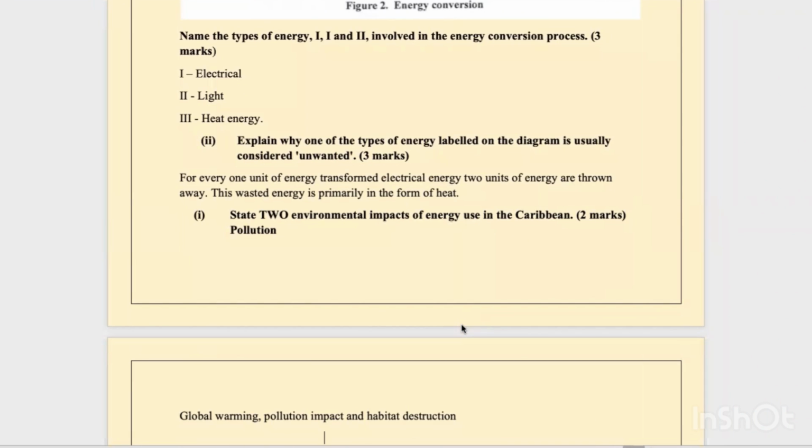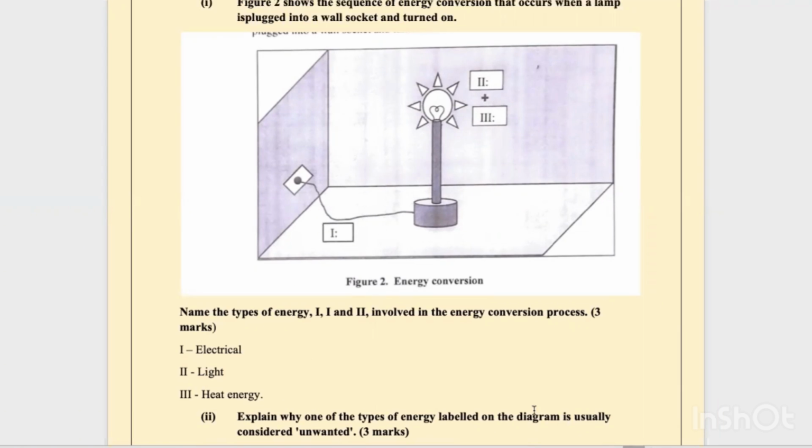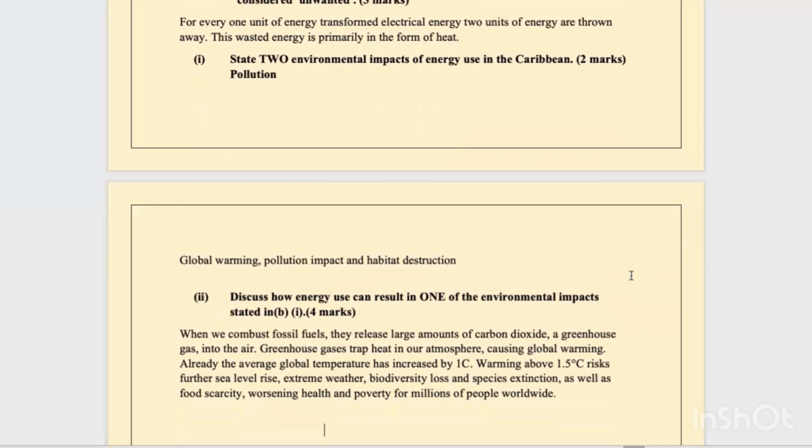Explain why one of the types of energy labeled on the diagram is usually considered unwanted. It could have never been the electrical and it could have never been the light, right? Because both of them are important here. And pretty much this heat energy generated here is unwanted. It is wasted. This energy could have been used for something else, right? So this decreased the efficiency of this lamp.